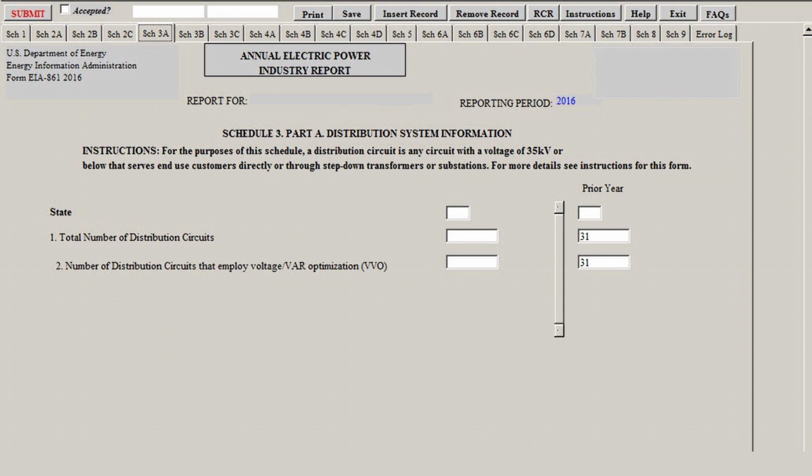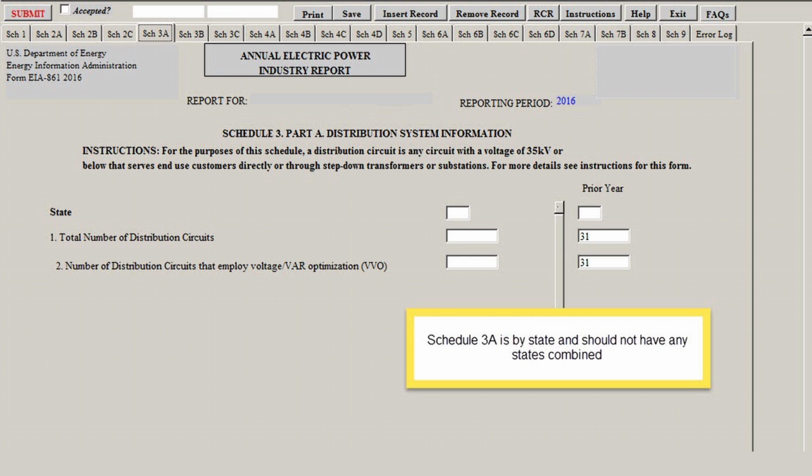Schedule 3 collects information on the utility's distribution system and its reliability. Schedule 3 should be completed by utilities that provide distribution services and own distribution lines. Schedule 3A collects distribution system information. Data on the schedule must be reported by state. Please do not combine data from multiple states.